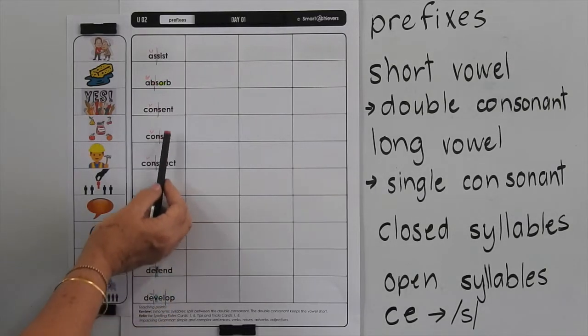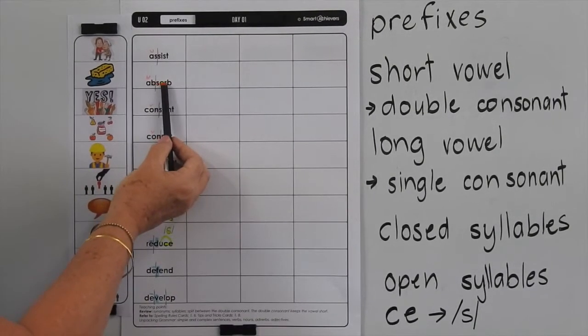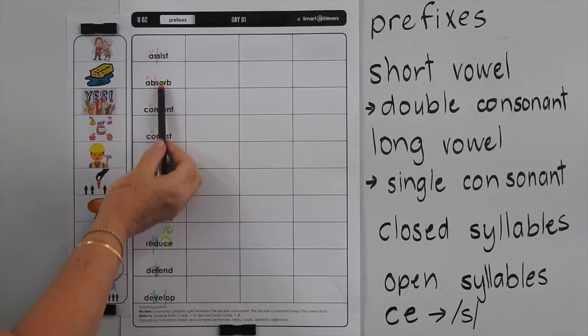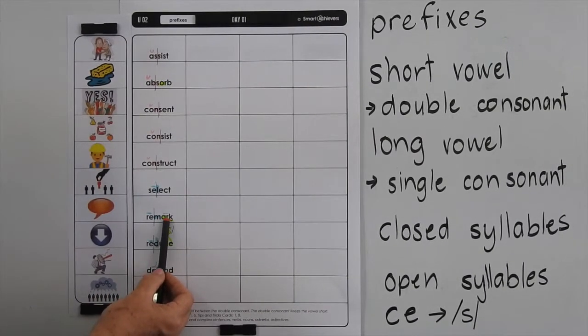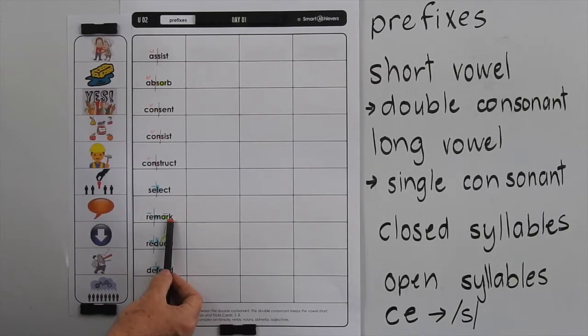Now the other thing you're going to see in here is, once again, we have some R-controlled vowels. So OR is an R-controlled vowel, it makes a long vowel sound. In remark, AR, any vowel with an R makes a long vowel sound, so that tells us we're only using a K after a long vowel sound, not CK. We use CK after a short vowel sound.